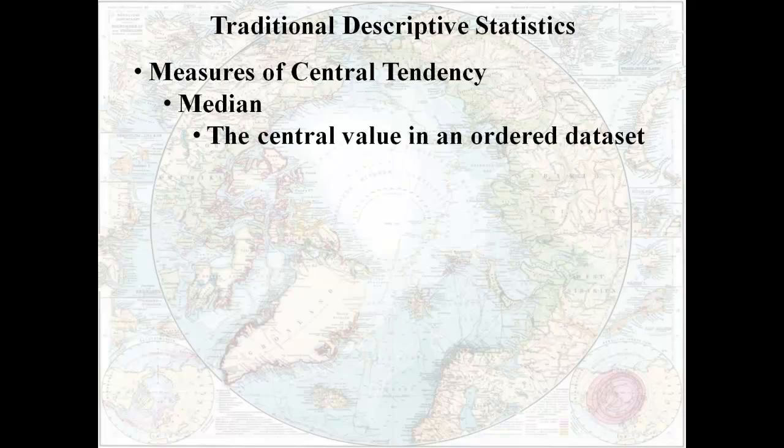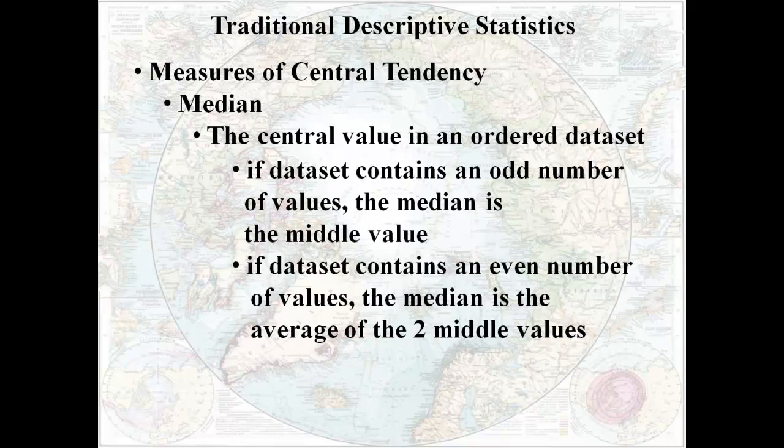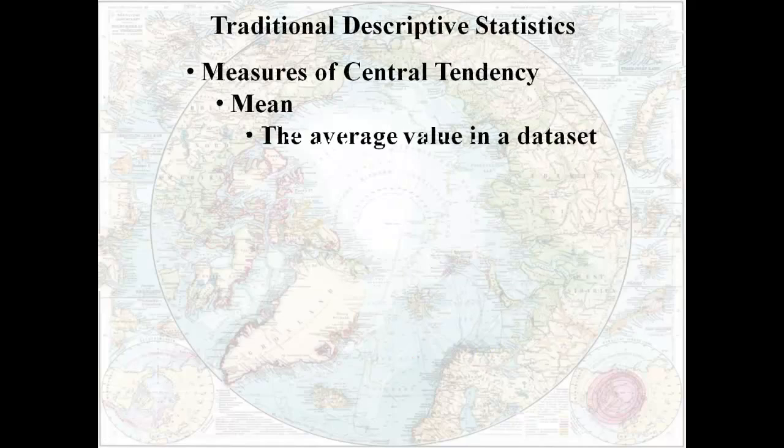Okay, the median is the central value. You order all the values, and the value at which there are the same number of values above and below that value is the median. So you rank them all, pick the middle, and that's the median. Problem is that if you have an even number of values, there is no middle value in your ranked set of values, so you have to take the average of the two in the middle.